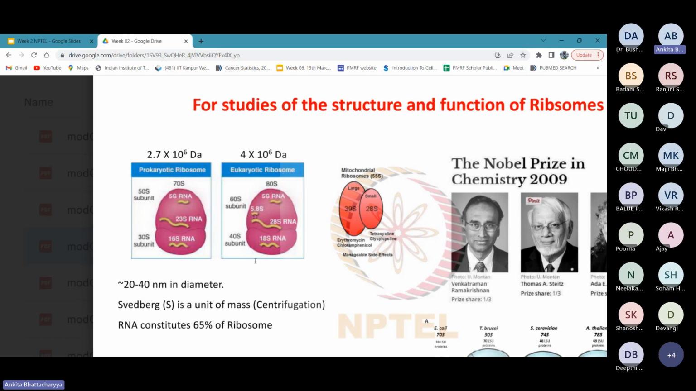But what is essentially understood is that when you subject these cell lysates, or these cell contents, to very high speed centrifugation, extremely high speed centrifugation, otherwise known as ultracentrifugation, there is a unit used to understand how heavy the molecule is that underwent centrifugation, and that is denoted by a unit known as Svedberg, denoted as S.